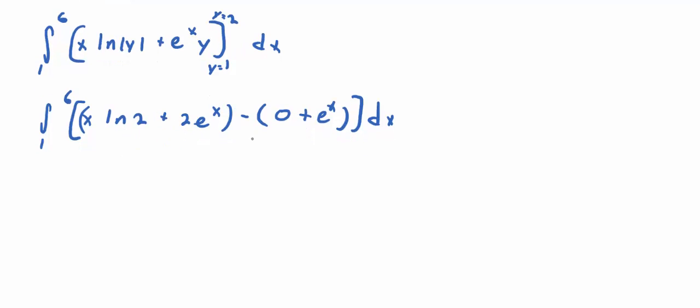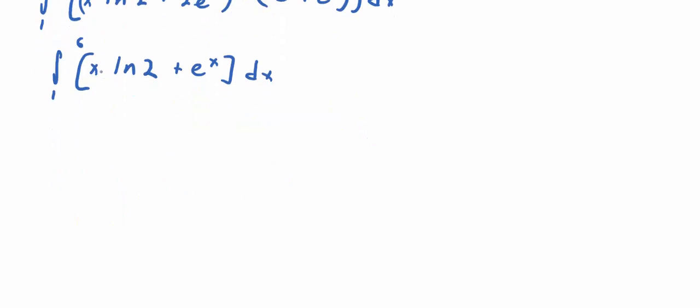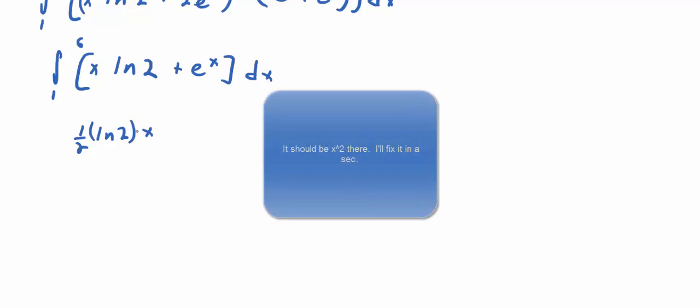Before you try to integrate again, let's combine a couple like terms. So we get the integral from 1 to 6 of x natural log of 2. We have 2e to the x here minus e to the x here. That's just plus e to the x, isn't it? dx. Now this is just a regular calculus 1 type integral. Let's integrate with respect to x. We'll get 1/2 x squared. Let's move the natural log of 2 in front of the x. 1/2 natural log of 2 times x plus the integral of e to the x is just e to the x. And evaluate that from 1 to 6.